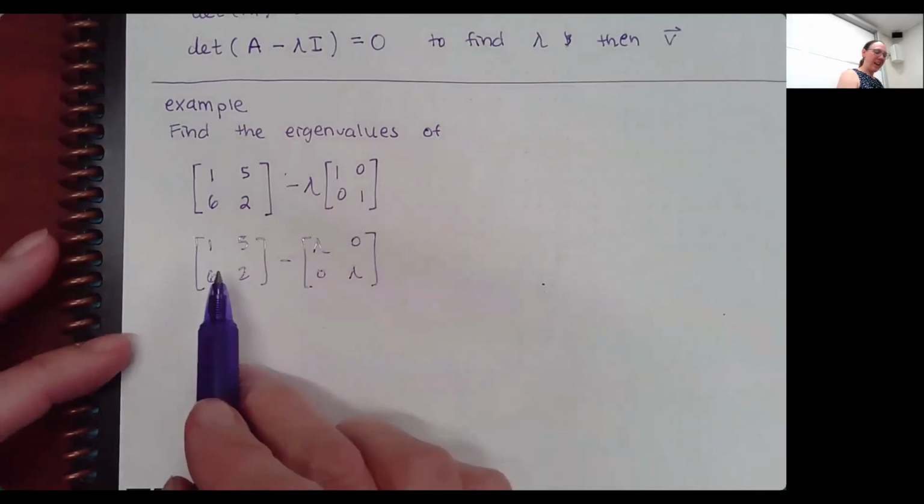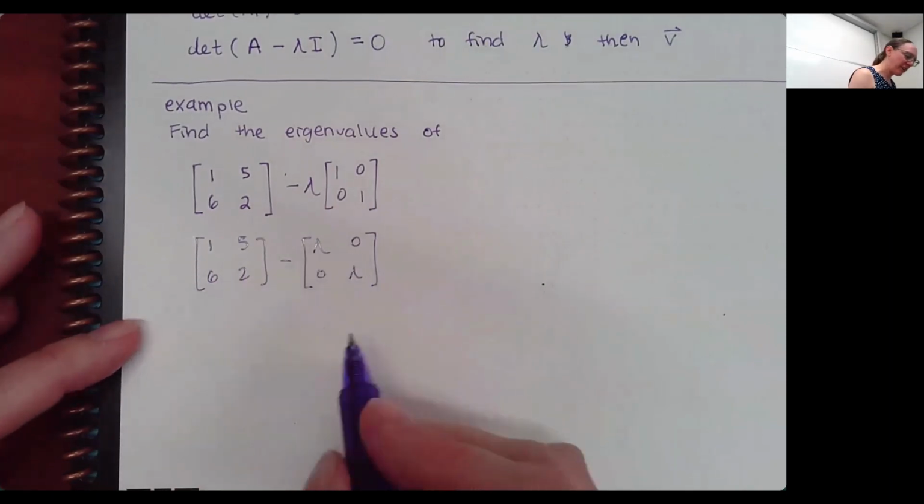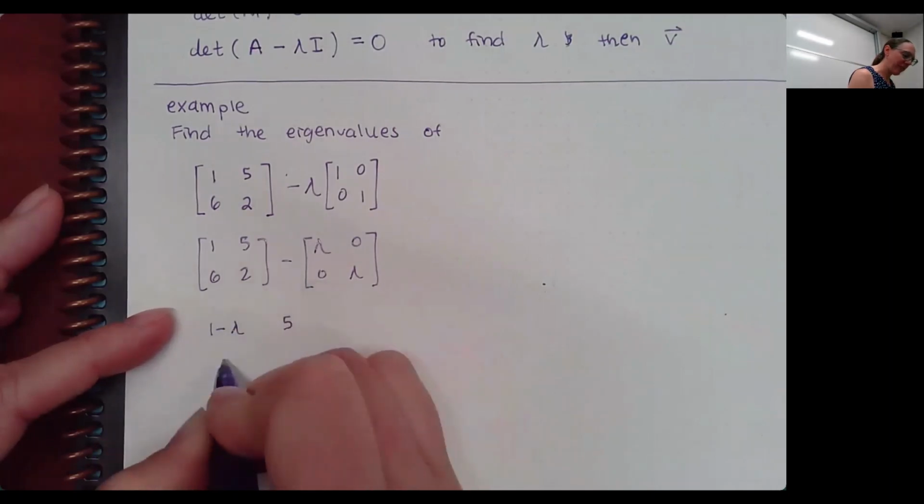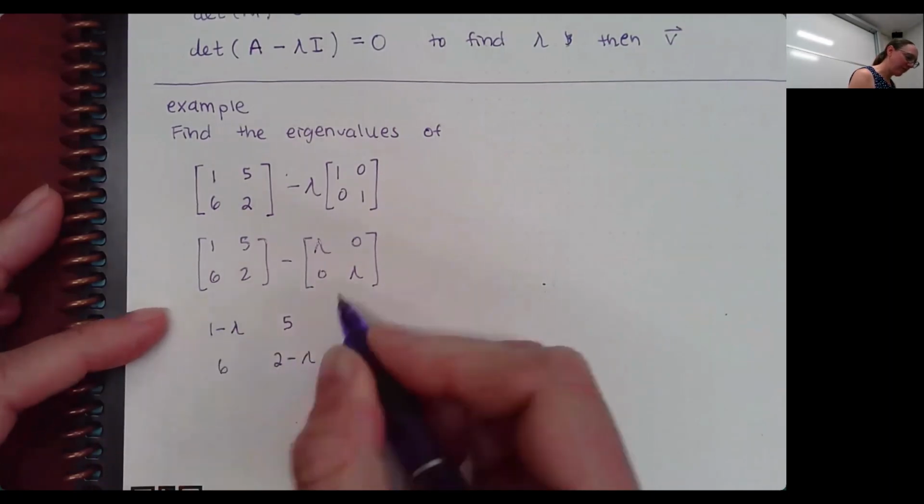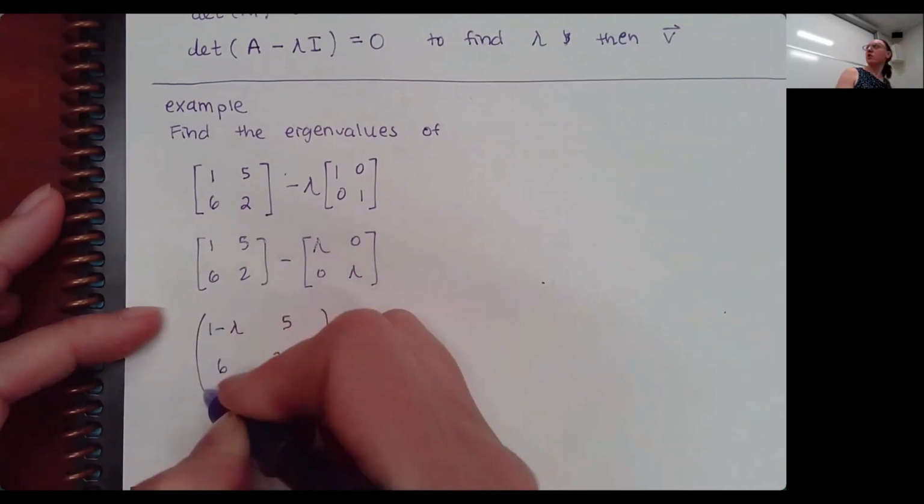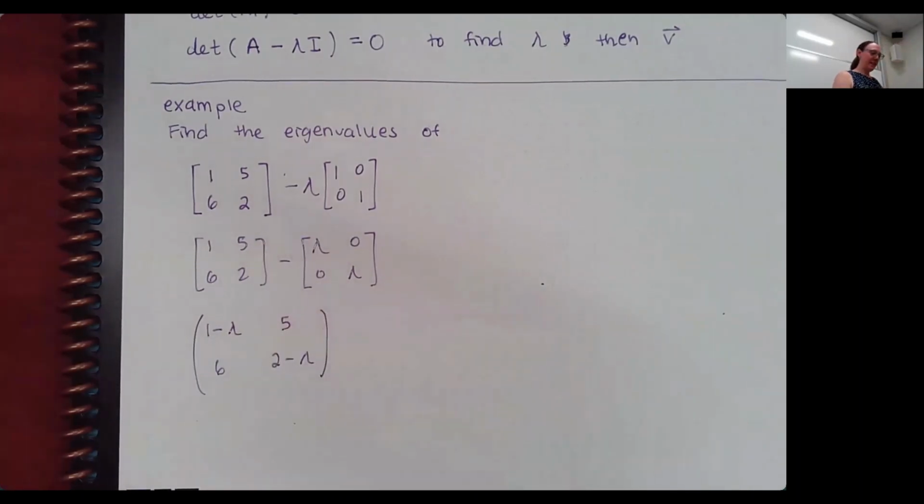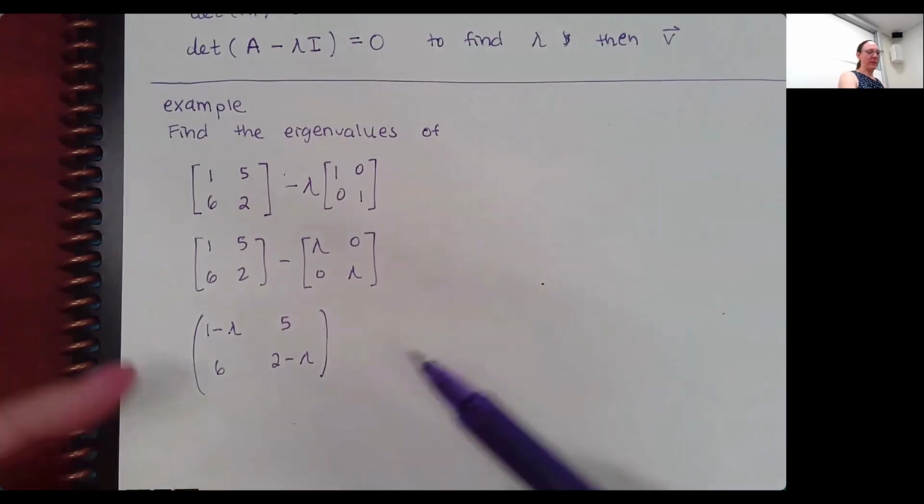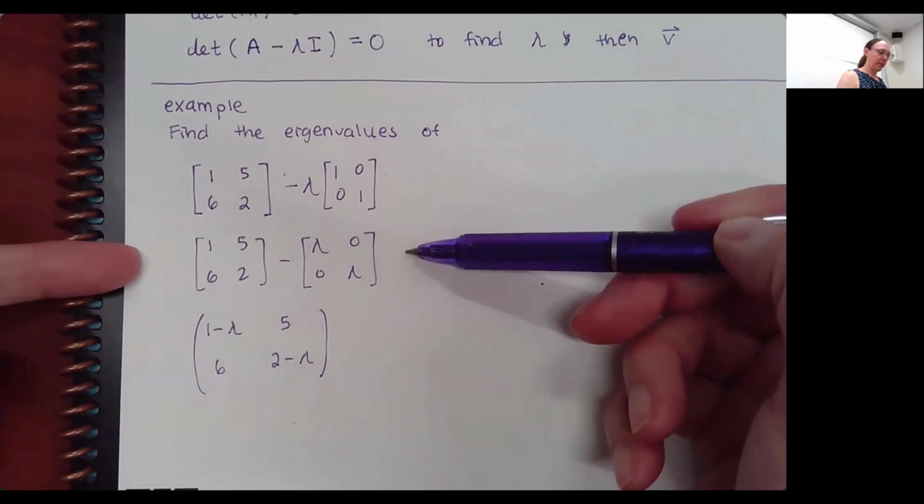So that A minus lambda I matrix looks like [1 minus lambda, 5; 6, 2 minus lambda]. It is totally fine to just jump straight here. And I would say after you've done a few problems, you're going to jump straight here. You're not going to write those 2 steps out.